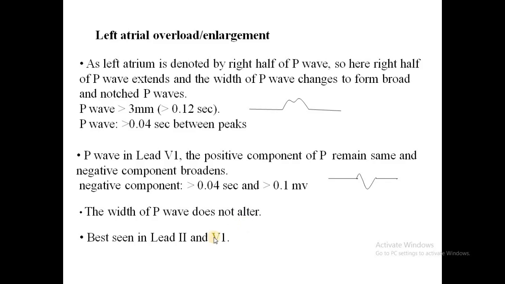Best seen in lead 2 and V1, and this M pattern P wave is known as P mitral. So this is P mitral. It is to be taken like whenever there is a problem with the mitral valve, the pressure changes will be on the left atrium and the left atrium will become overloaded and enlarged. That is why this kind of pattern of P wave is termed as P mitral.